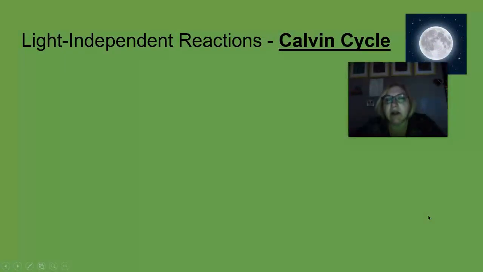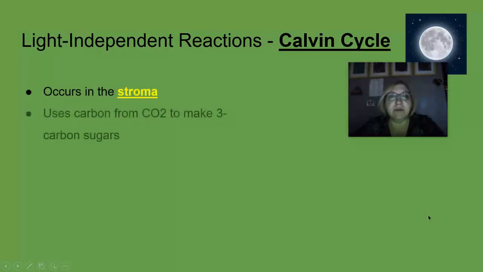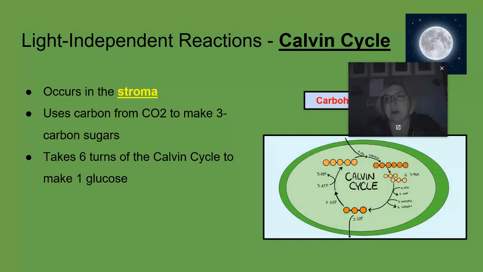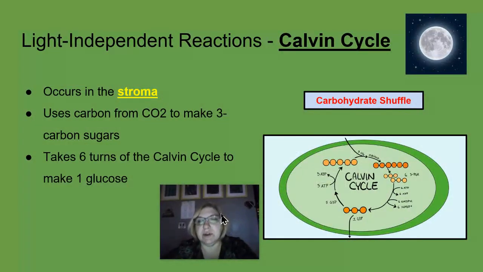So next slide. Okay, so after the electrons are turned into ATP and NADPH, they go through something called the Calvin cycle. So this is a picture of the Calvin cycle, and it's very complicated. You don't have to memorize this. It's sometimes called the carbohydrate shuffle. So the carbohydrates are just kind of moving along there and changing form.